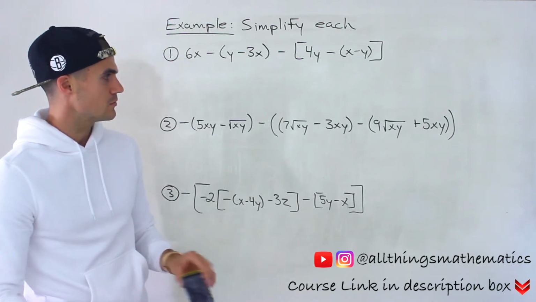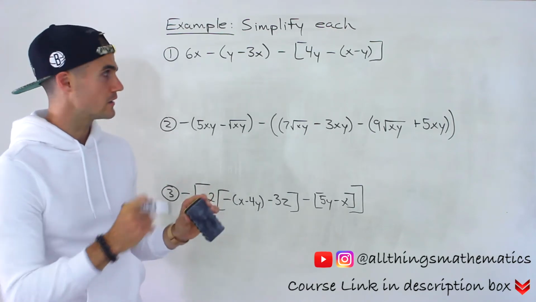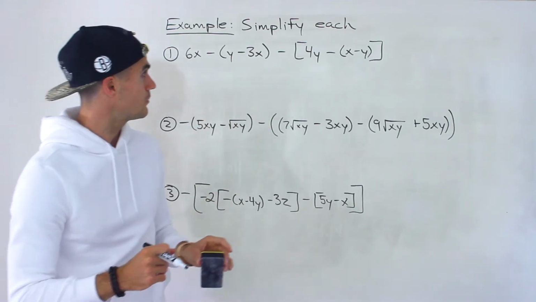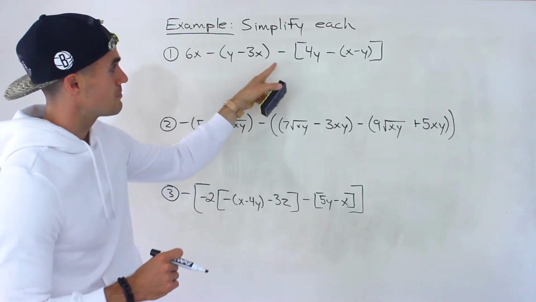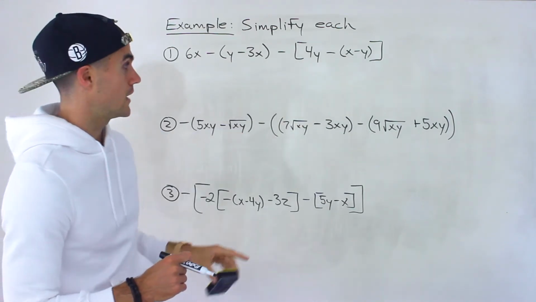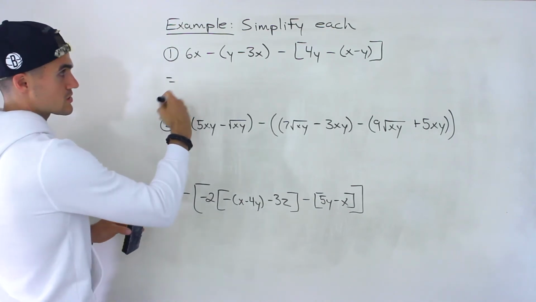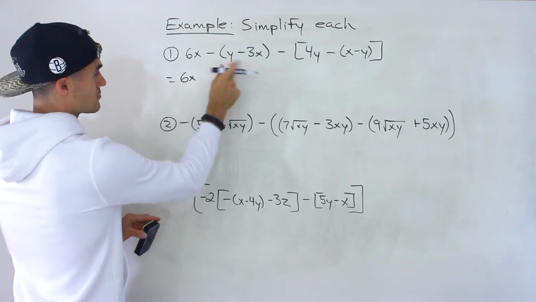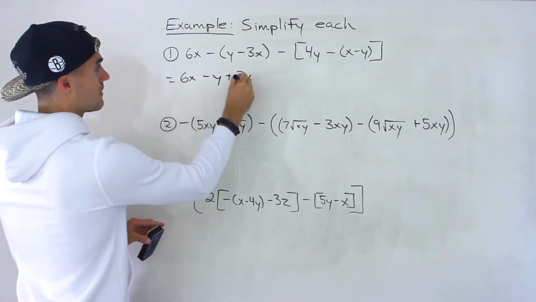Moving on to the next example, we've got to simplify each of these expressions. So a little bit more practice dealing with finding like terms, simplifying like terms, distribution properties, etc. Starting with number one, we've got 6x minus bracket y minus 3x minus bracket 4y minus bracket x minus y. To simplify these, what we want to do is slowly start getting rid of the brackets. To get rid of this bracket, we would distribute the negative inside like that.